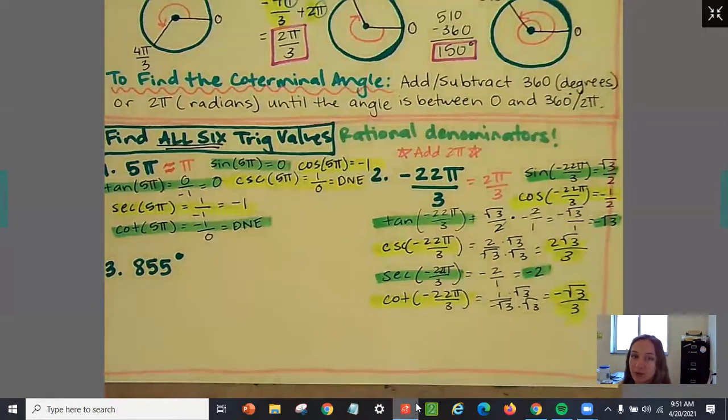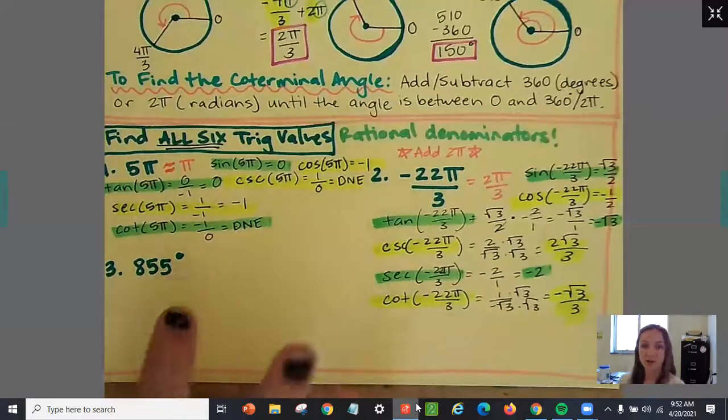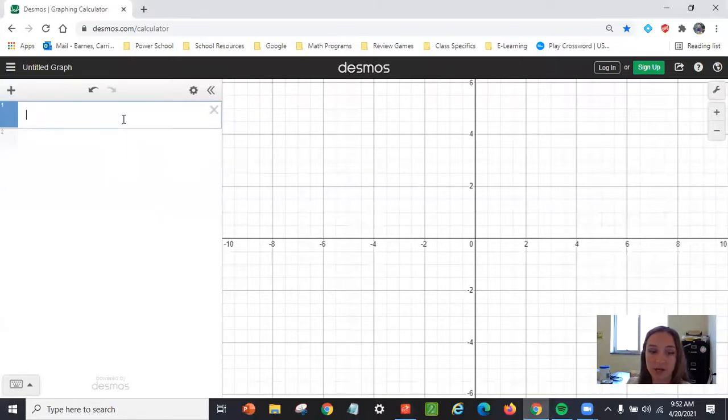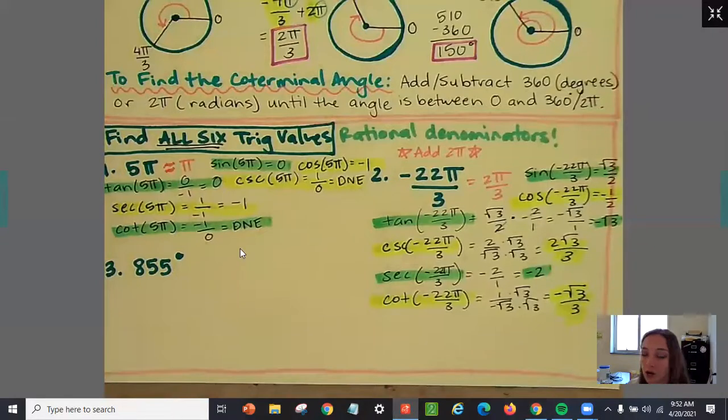Okay, let's do our very last example. We're going to do 855 degrees. With this one, we are just going to figure out where this is between 0 and 360, and then we're going to go from there. So let's subtract 360 from 855 because we want to get it between 0 and 360. 135 is going to be what our coterminal angle is. 135, I believe. Yes, 135.